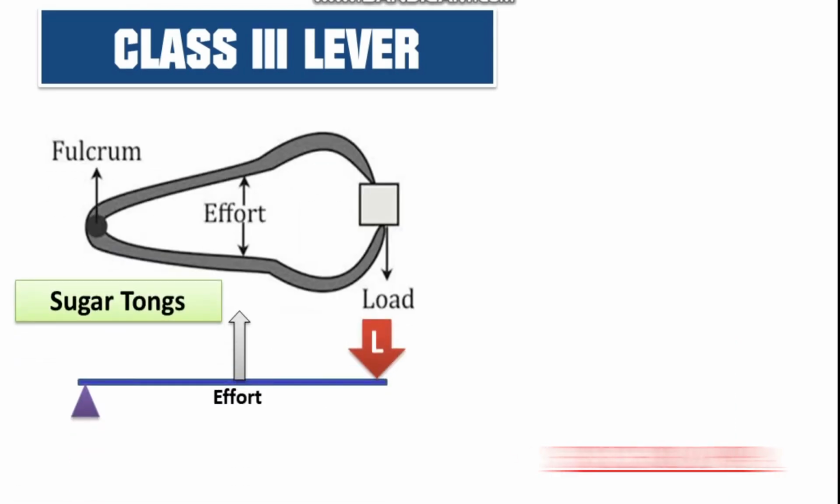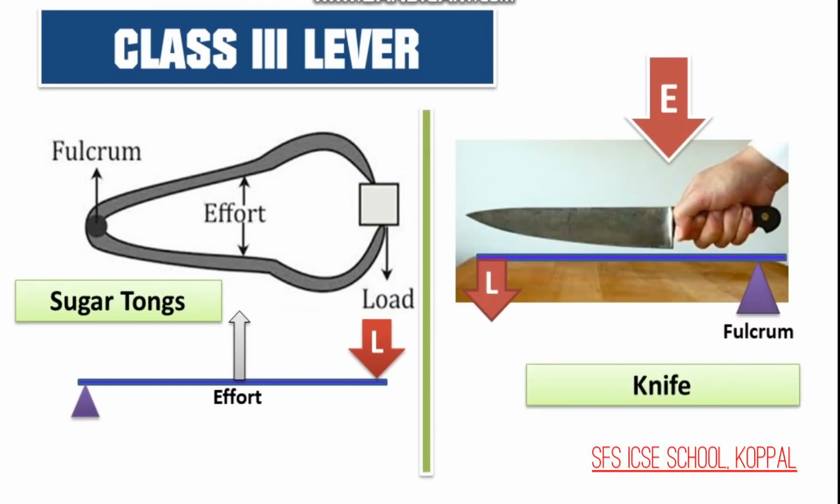Let us take some examples. Number 1, sugar tongs. In the sugar tongs, effort is at the center and fulcrum and load are at both ends. And a knife, effort is at center and load and fulcrum are at both ends.